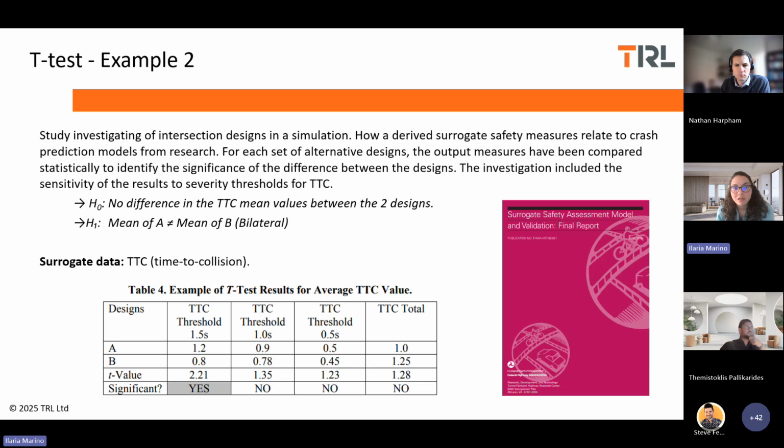We also did more studies, like one where we had to check the time to reaction. This was a study that we conducted with DFT, and it is quite similar, except that in this case it wasn't two different designs but two different groups. We wanted to check the time to reaction between learner drivers and experienced drivers. We also adopted the t-test here, and we found a statistically significant difference between the two groups.